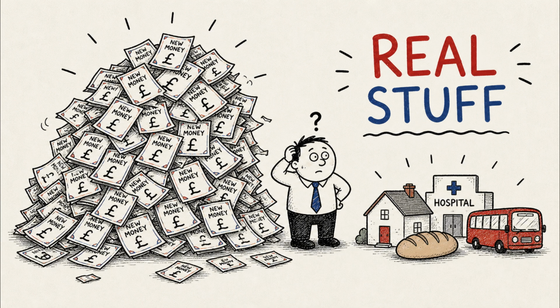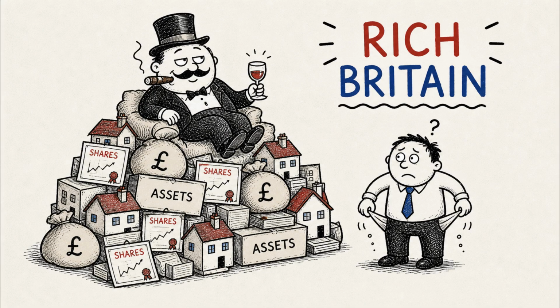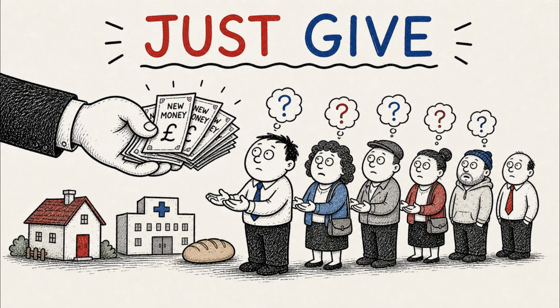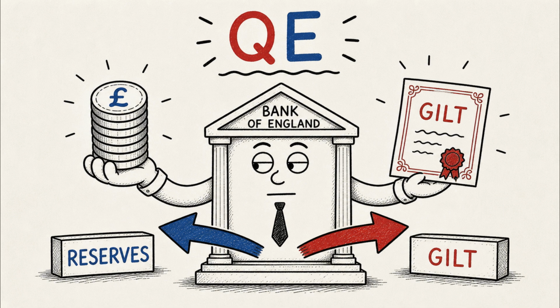Money can be created quickly. Hospitals cannot. Doctors cannot. Houses cannot. Energy systems cannot. If you create money but not more real stuff, eventually you do not make everyone richer. You just give everyone more claims on the same limited pile of things. And when too much money chases too few goods, services, homes, workers or resources, prices rise. That is the danger. But quantitative easing is not quite the cartoon people imagine.